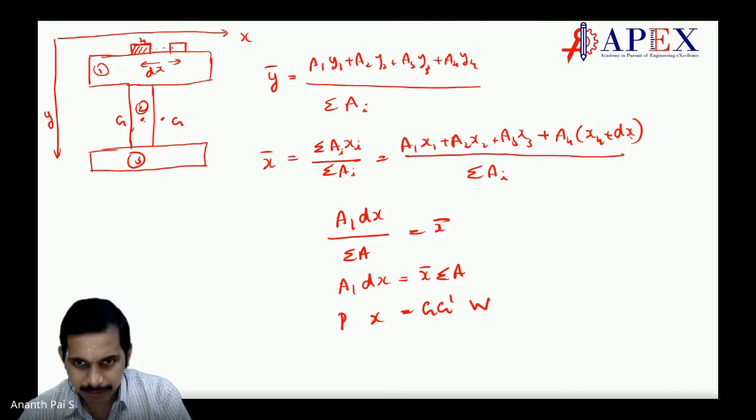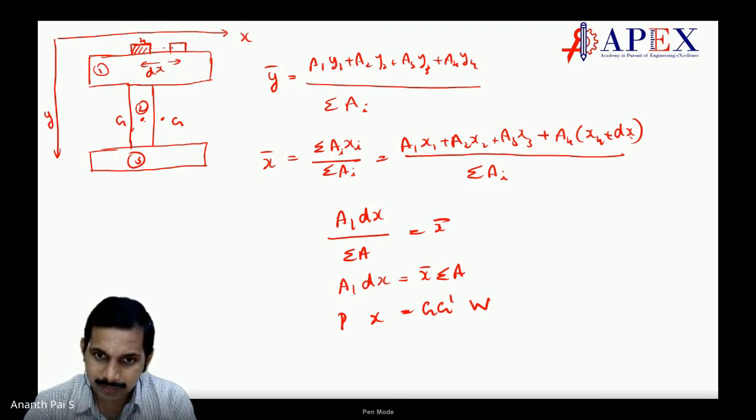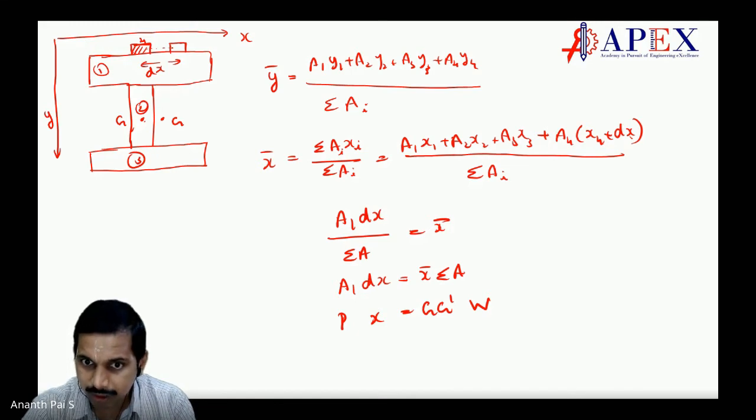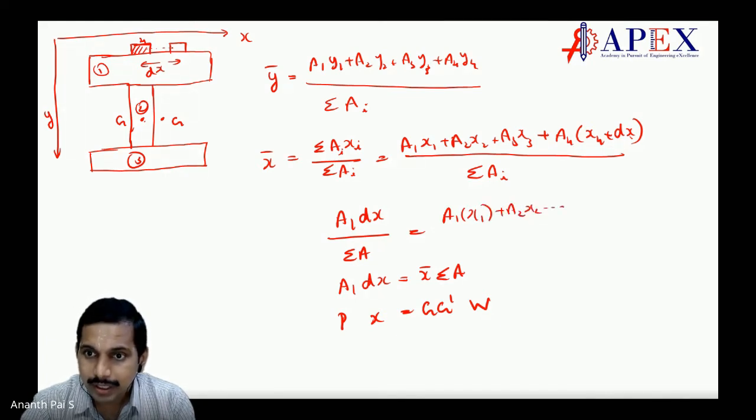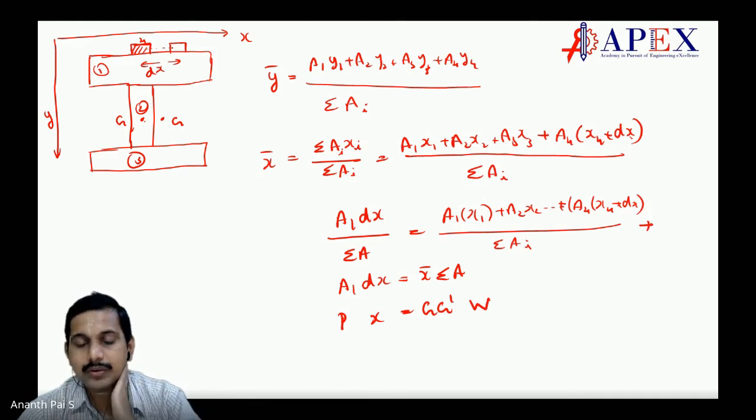Correct. So p into x causes, okay, so here x bar involves everything. Okay, x bar involves all these things, correct. So now what happens? A1 into dx is the difference between a1 x1 plus a2 x2 and so on, plus a4 into x4 plus dx, divided by sigma ai, correct, minus the initial one.